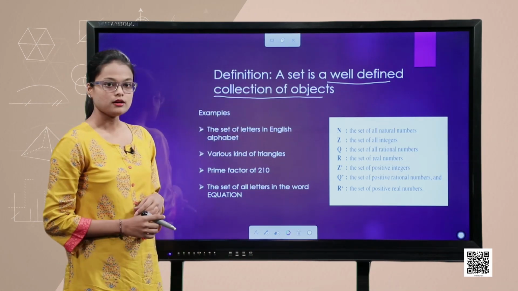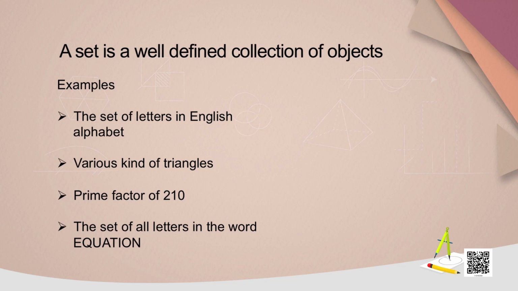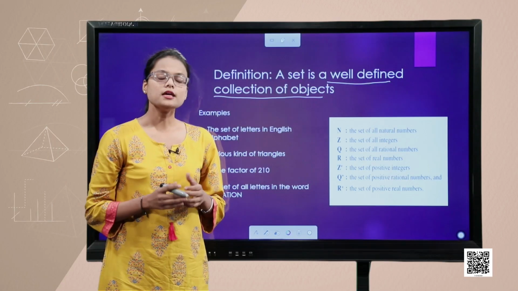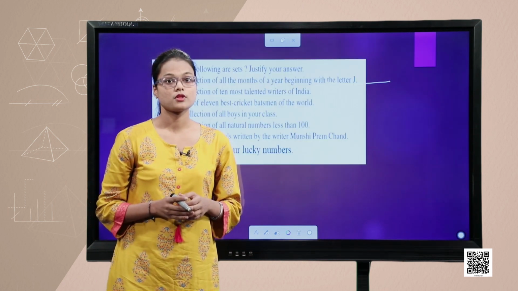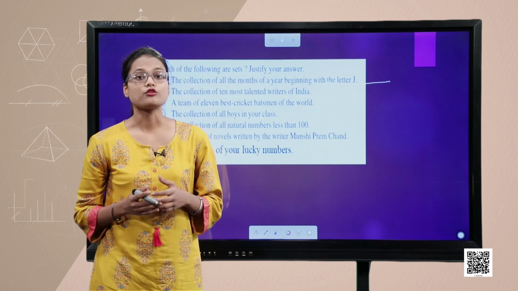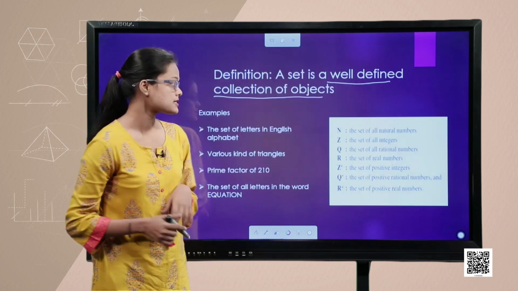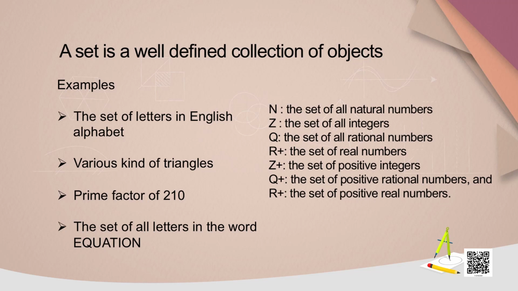Some more examples are the set of letters in the English alphabet, various types of triangles, prime factors of 210 and the set of letters in the word equation. In mathematics too, you have various examples of sets, like the collection of counting numbers. Yes, the set of all natural numbers, the set of integers, the set of all rational numbers, the set of all real numbers and so on.